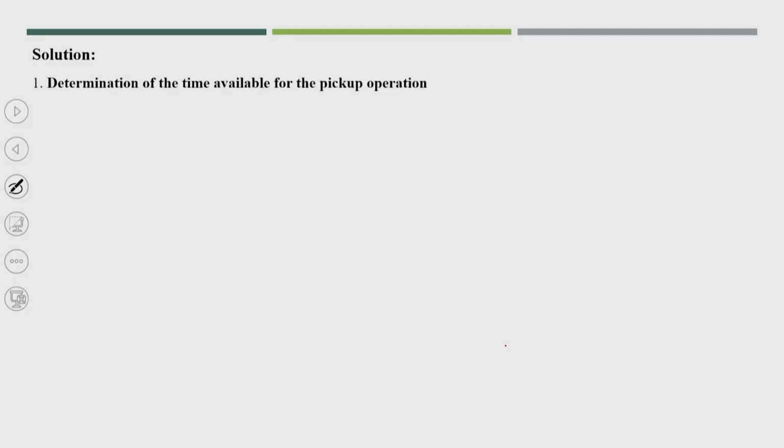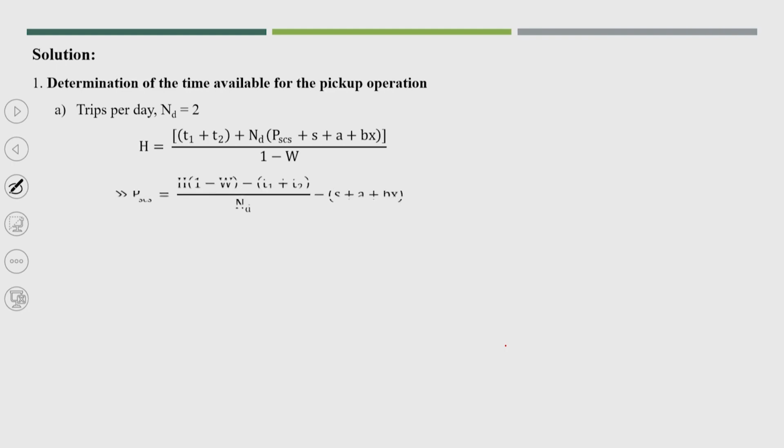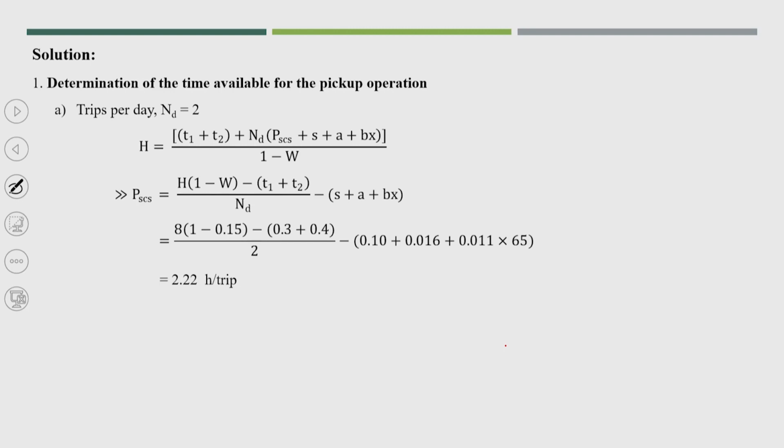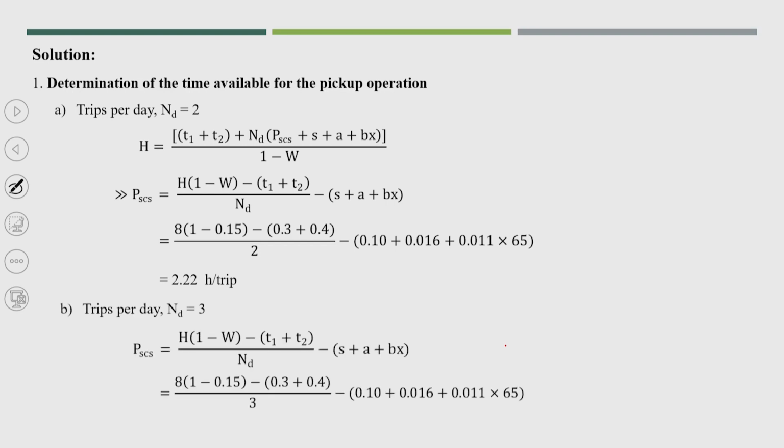So, we will start the solution. Similar way we can calculate the time available for pickup operation. First we will go for ND 2. So, here we can calculate the PSCS value, and it will come up to be 2.22 hour per trip, that is for ND 2, and for ND 3 that is coming out to be 1.2 hours per trip.